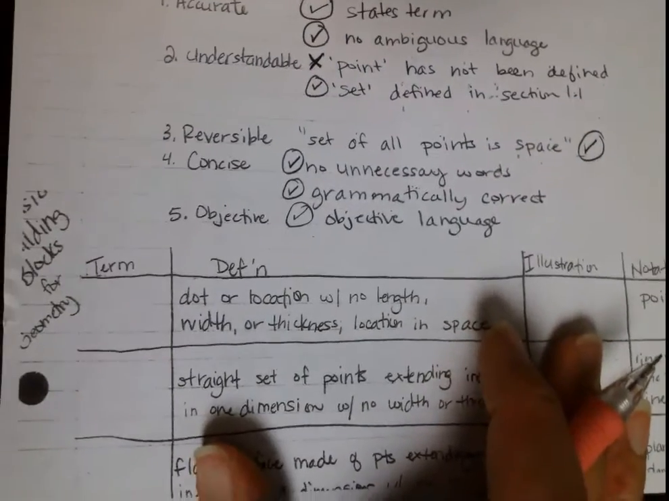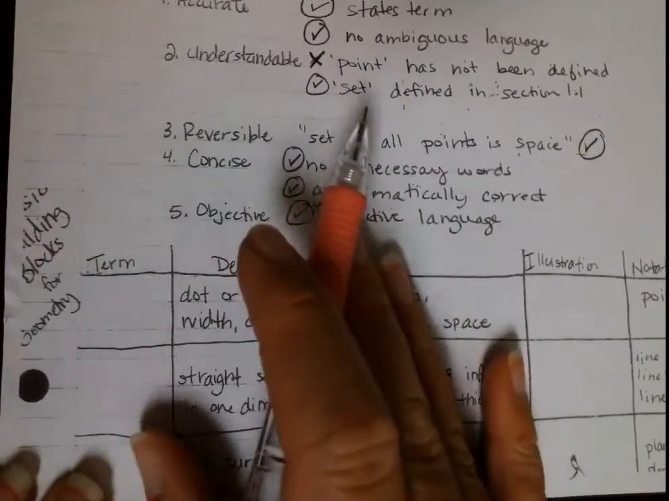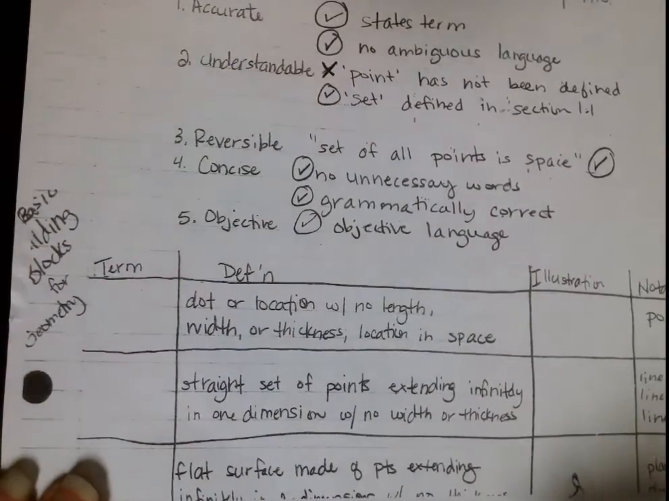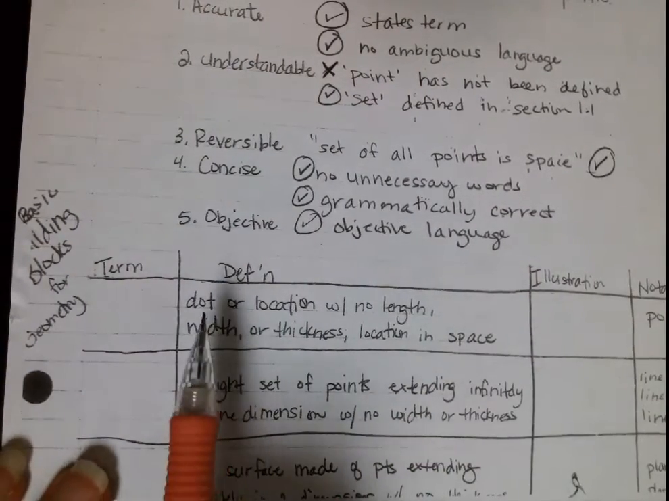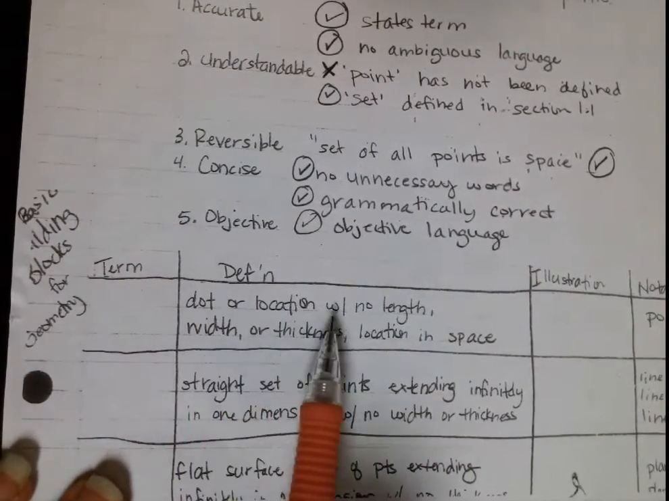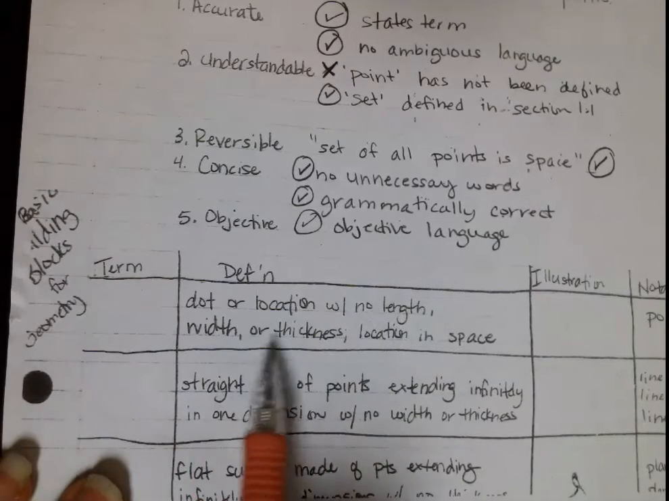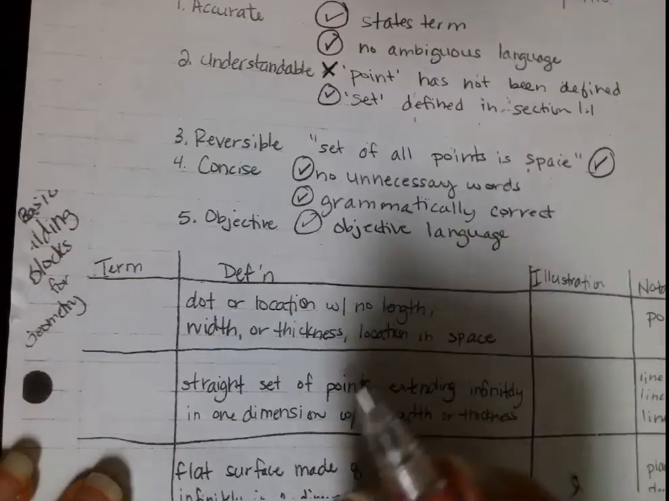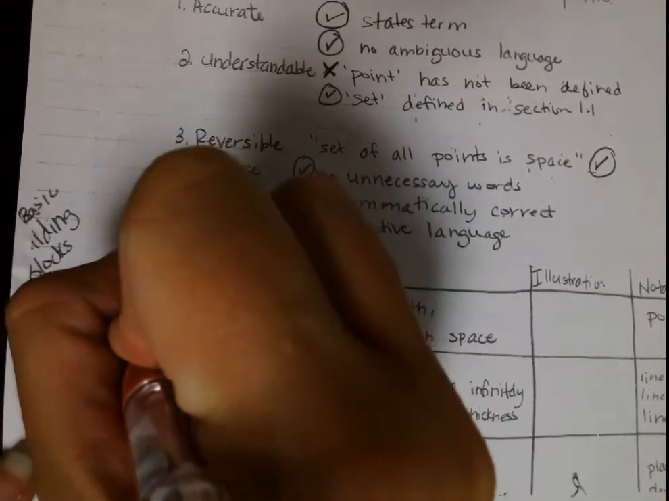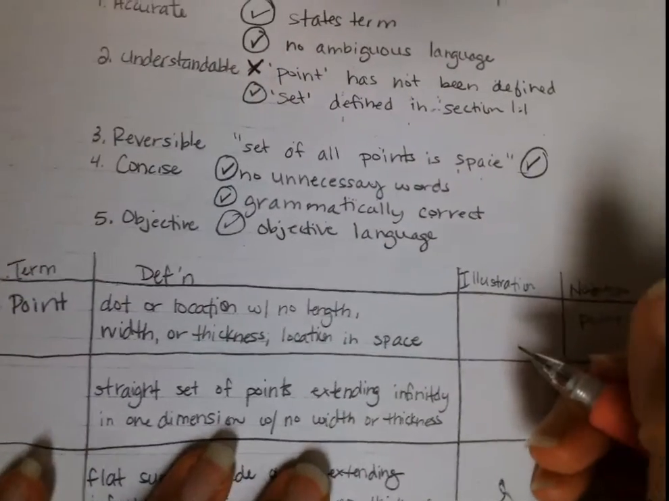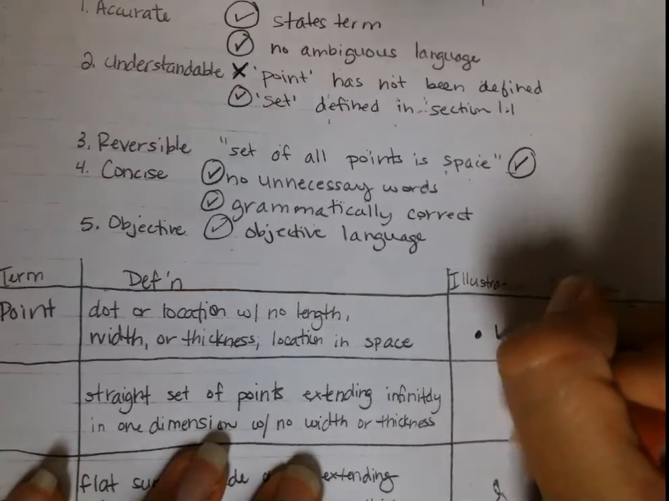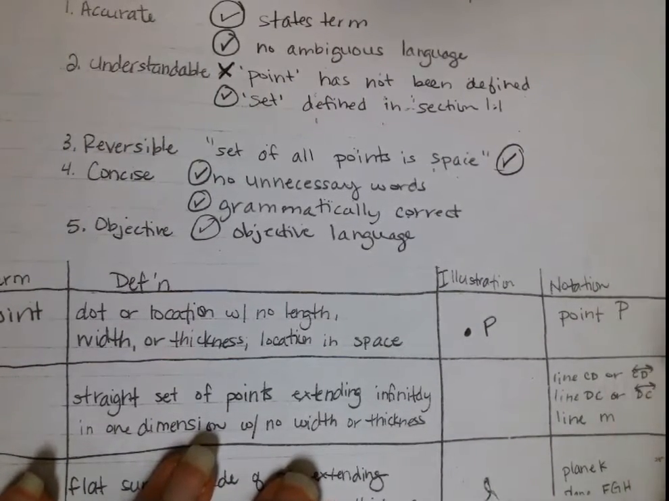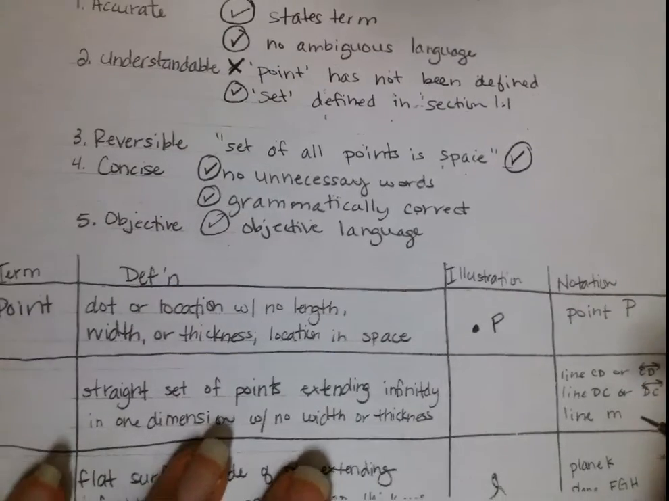All right, so let's go down here to some terms, and this says over there, they should say the basic building blocks for geometry. Here are some terms. So what term is this? Let me read you the definition. It's a dot or location with no length, width, or thickness, a location in space. Yeah, I figured you knew it. It is point. And we're going to draw an illustration of that. So we've got a dot or a point, and we label it P. And we're going to notate that or call it point P, is how we would note it in our notes.